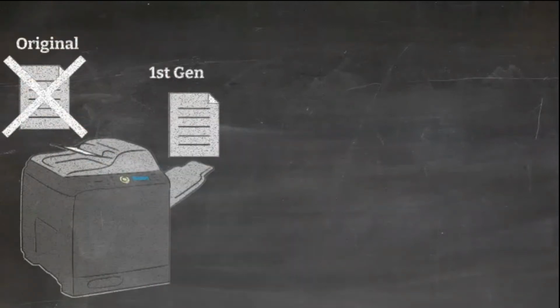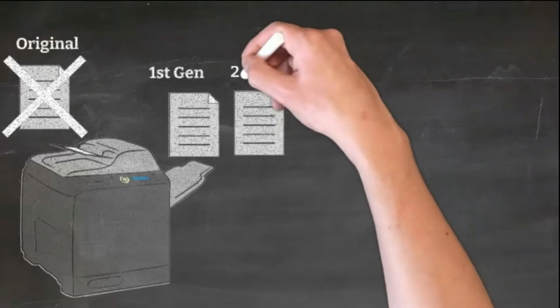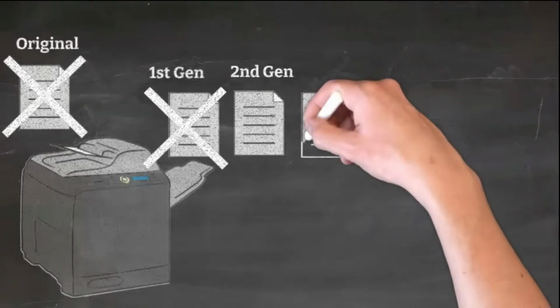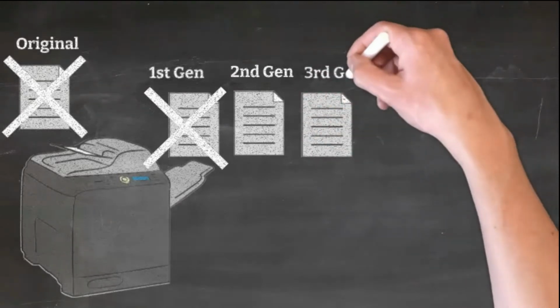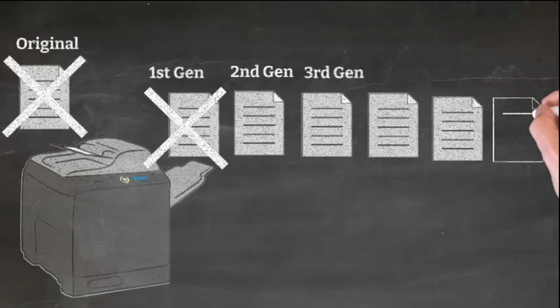Now, if you lose the original for some reason, you start making copies from the first generation, you now have a second generation copy. Now, if you lose the original and the first generation copy and start using the second generation document to make copies, you're going to have a third generation copy. And it goes on and on and on from there.